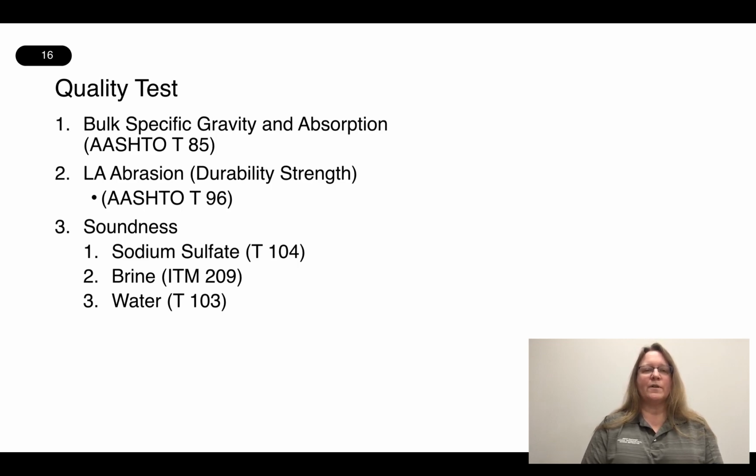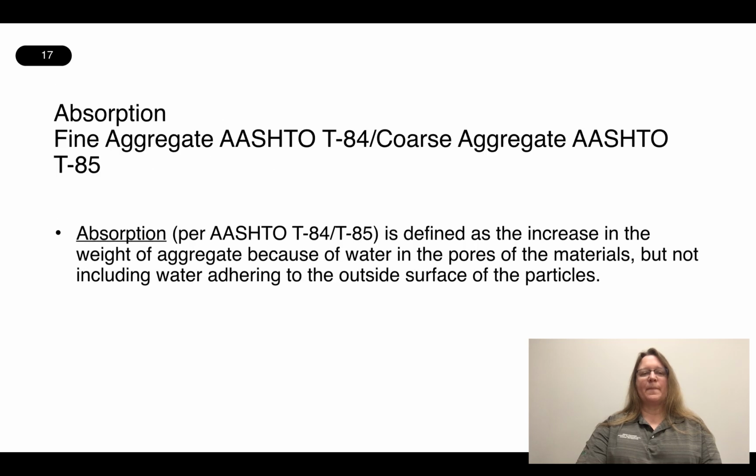So the quality tests that we run on coarse aggregate: bulk specific gravity and absorption is T85. LA abrasion for durability and strength is T96. And then there are 3 soundness tests that we run. Soundness: freeze and thaw in water, T103, sodium sulfate, T104, and then brine is ITM 209. And for fine aggregate, the test method is T84.